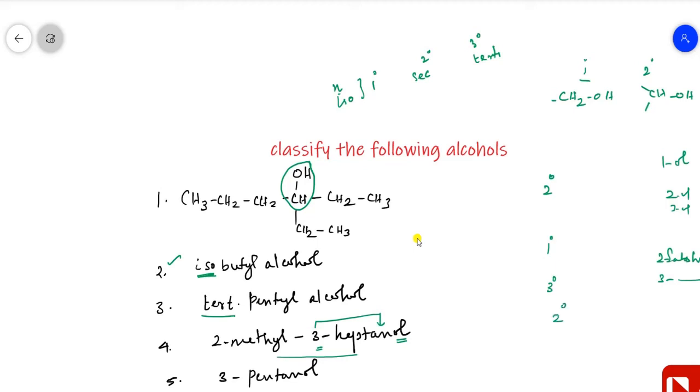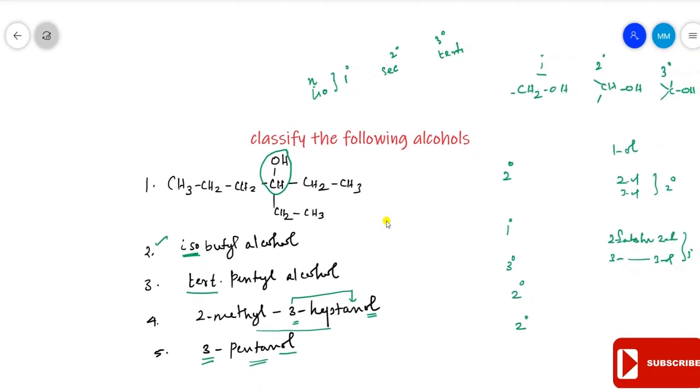Then 3-pentanol. The position of the alcohol is 3, so it is secondary. Other than 1-ol, all numbers are secondary. So here 3-ol, but here the substitution is in the second position. See this example, 2-methyl-2-propanol. The position of the alcohol is in the second position, and at the same time the substitution is in the second position. 2-substituted 2-ol, so it is tertiary.